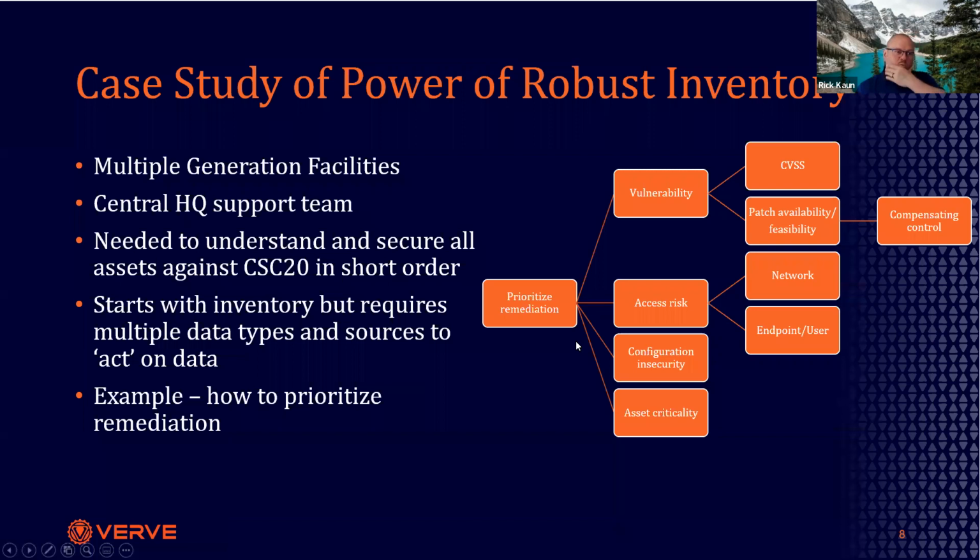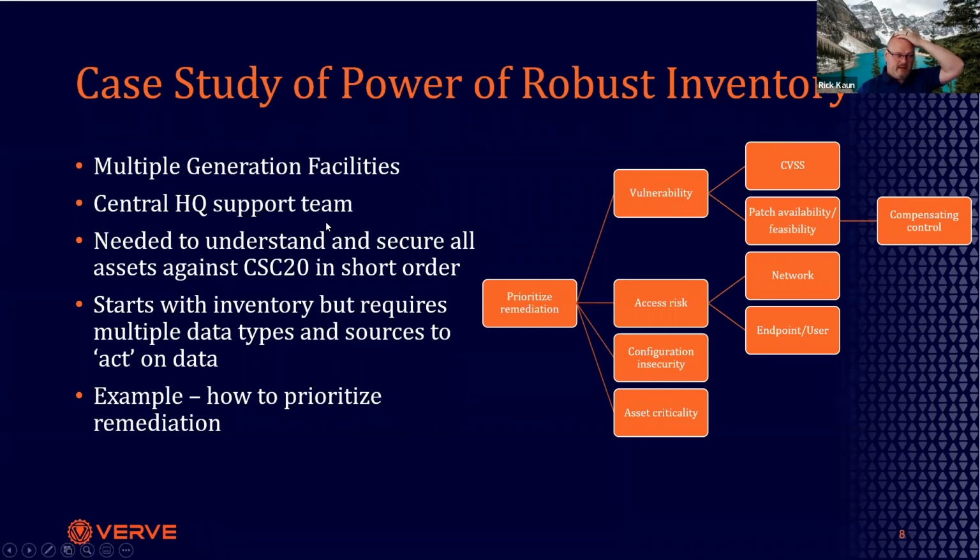So what does it look like when it works? Here's an example of one of our power clients today. They have multiple generation facilities. They have 12 of them in total, various legacy coal-fired and some peakers. They have a central HQ-located support team, a small team. They need to understand and secure all their assets against what was at the time called the CSC 20, which is now, of course, CIS 18. And they need to start with inventory, but they required multiple data types and sources to act on data.